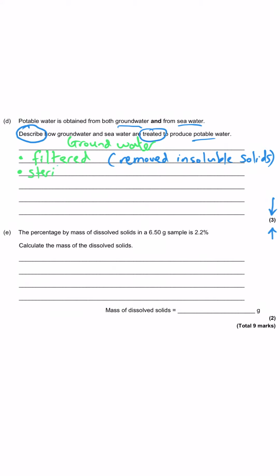And then the second thing that needs to be done for the groundwater is it needs to be sterilised, and that is using chlorine. So let's put that in there. We probably don't need that for the second mark, but it's good to know that anyway. But it's sterilised using chlorine, and what that does is that kills pathogens. But again, like I say, you won't need that for a describe question with so much else going on. And so that's groundwater. It's filtered and it's sterilised.